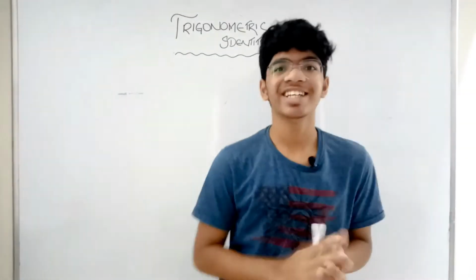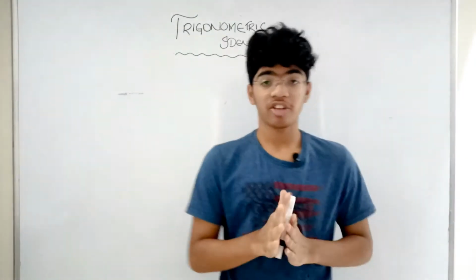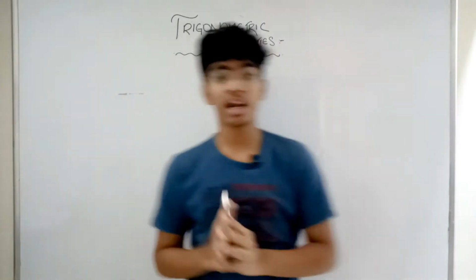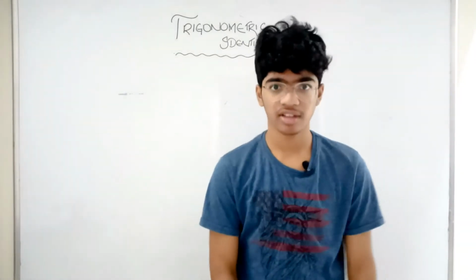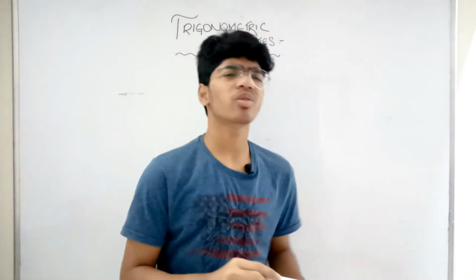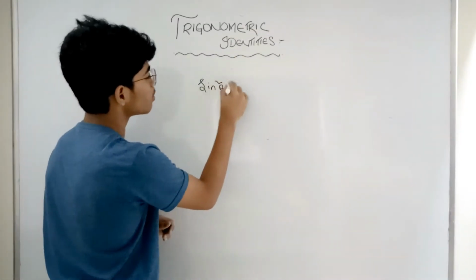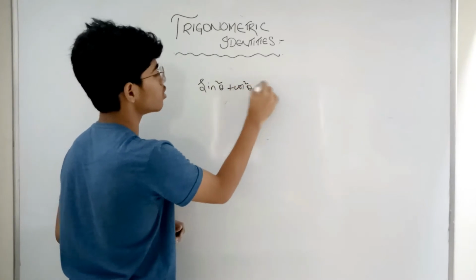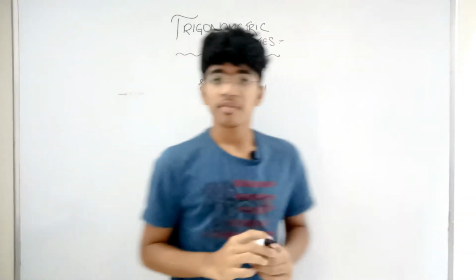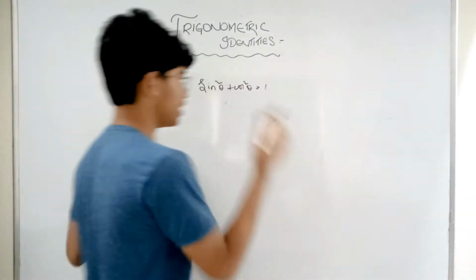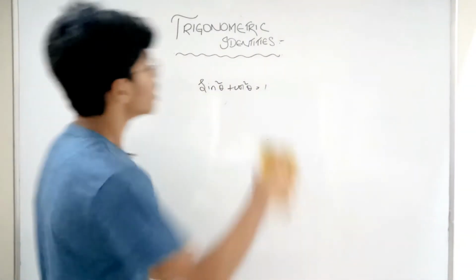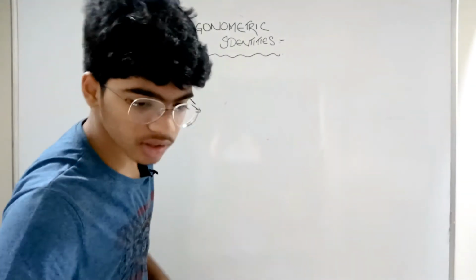Hello everybody. Today we'll be discussing trigonometric identities, part 5 of the trigonometry chapter. In the previous video we discussed that sine square theta plus cos square theta equals 1. But we don't know how. So we will derive this from Pythagoras theorem first.